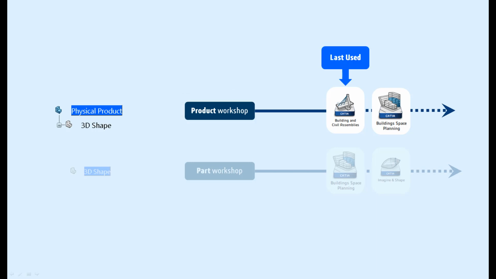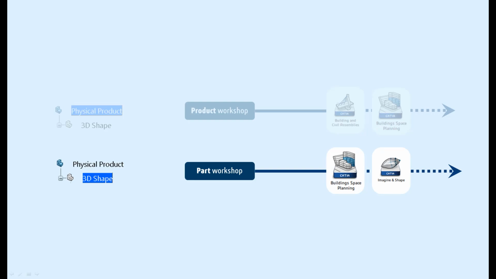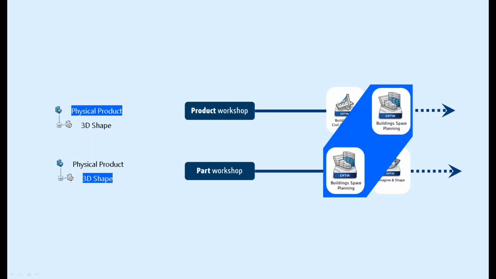When you double-click on the product level of the part, you switch to product workshop, and the last used application of this workshop is launched, in our case, building and civil assemblies. When you reactivate the 3D shape, the last application of the part workshop is launched. For us, it's building space planning. But don't be surprised if you switch from product to part and remain in building space planning application. This is because this application can edit either a part or a product.